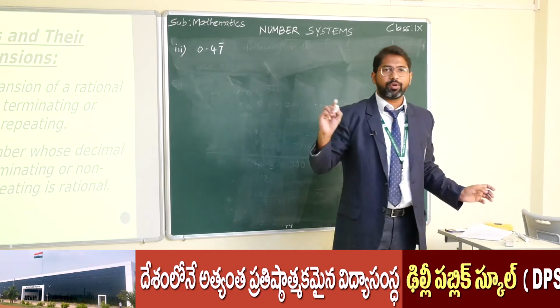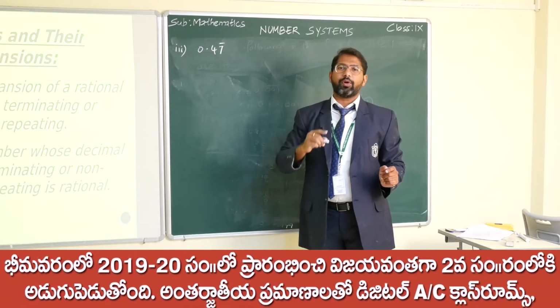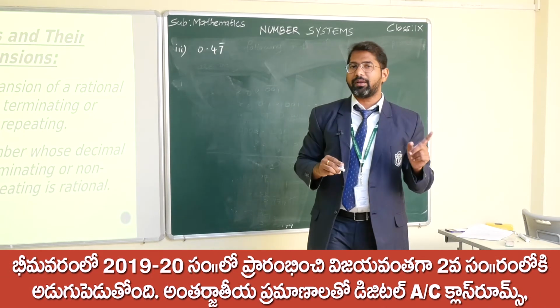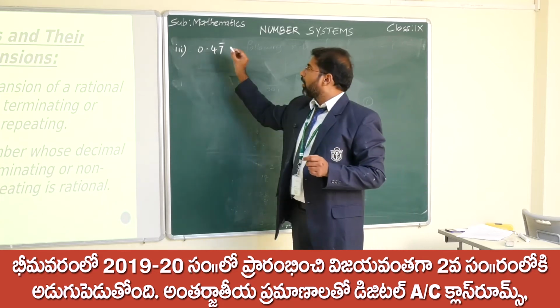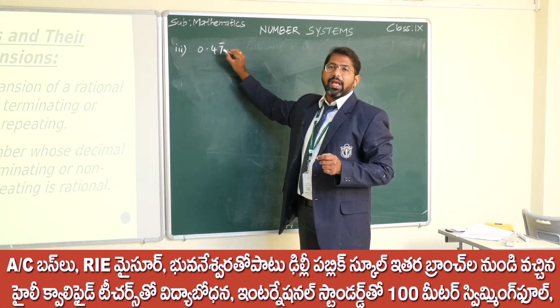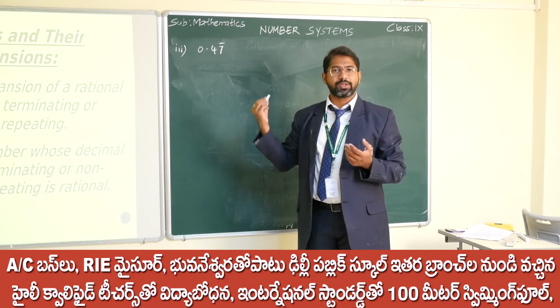Now I have taken one more example. In the decimal part, you can see in the earlier two problems, all the digits in the decimal part are repeating. But here I have taken one example where one digit is not repeating and the other digit is repeating. Then what to do? Let's see. It is also the same procedure.